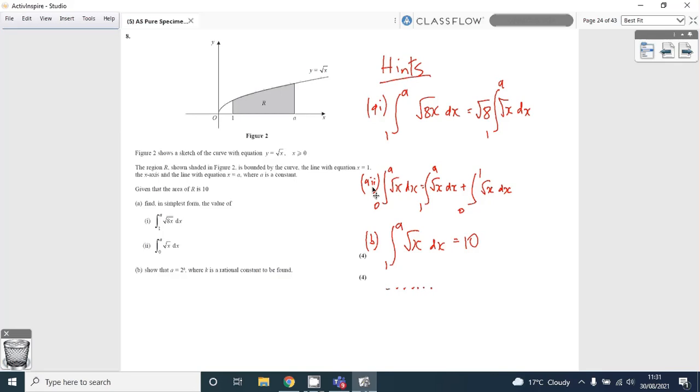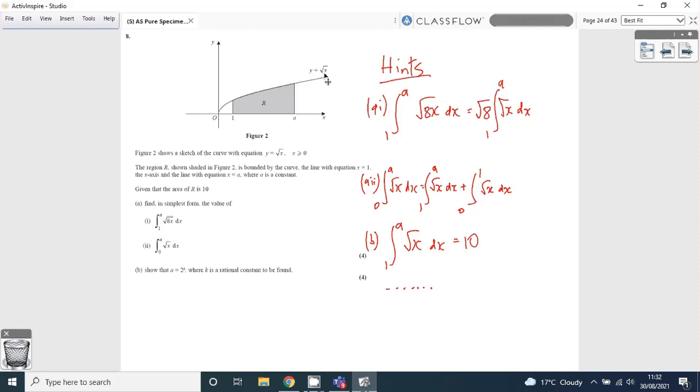Now for part 2, bear in mind that the area under the graph from 0 to a comprises the area under the graph from 0 to 1 and from 1 to a. Now we know that the area under the graph from 1 to a is 10, so we've just got to work out the area under the graph from 0 to 1. So you need to integrate root x.